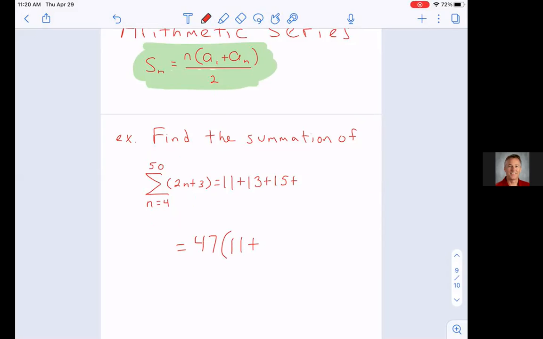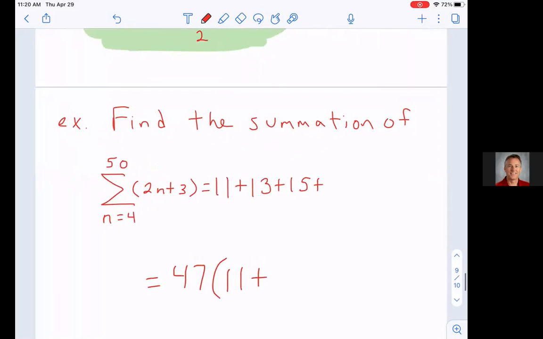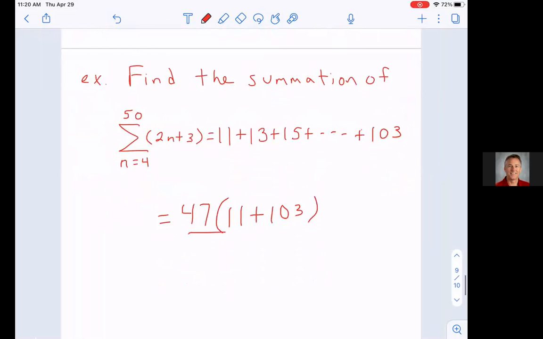Plus a sub n. A sub n is our 50th term, which is way down here. We didn't figure that out yet, but all I need to do is plug in 50 to get that term. So 2 times 50 is 100 plus 3 is going to be our last term. Then divided by 2.